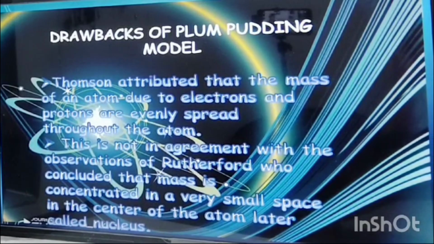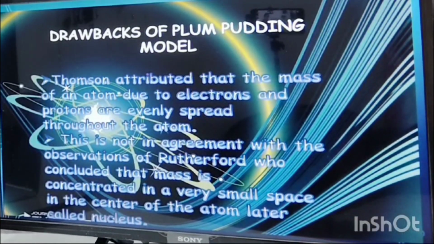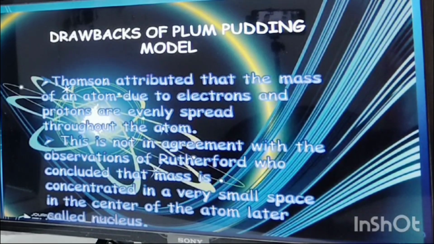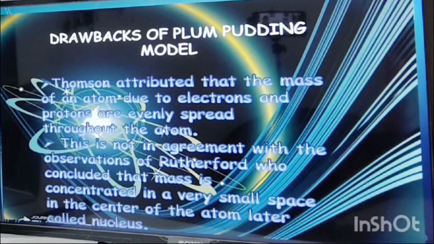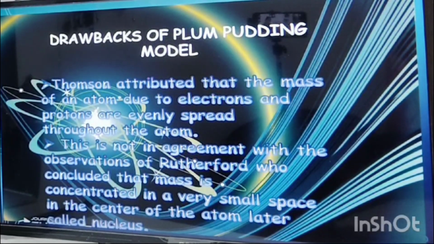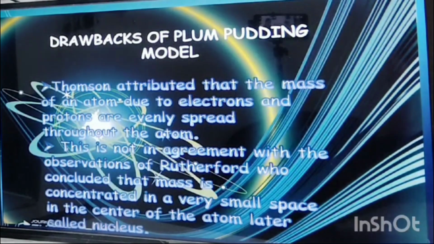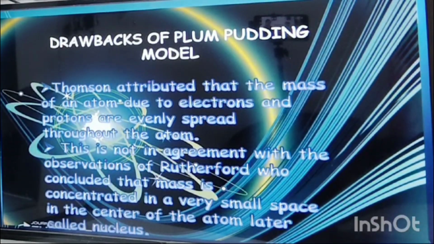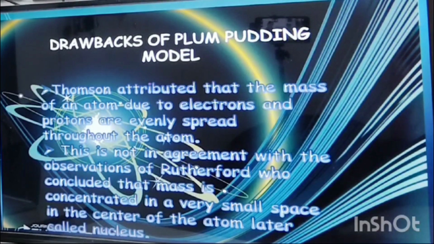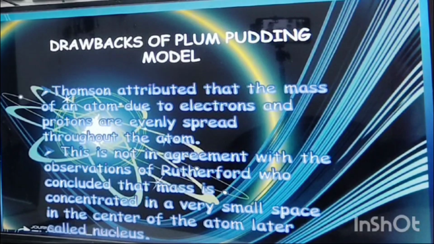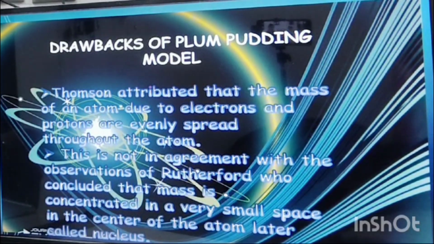Now, drawbacks of plum pudding model. According to this Thomson's model, positive charge and negative charge, mass of electron and proton, they are evenly spread throughout the atom, which is wrong. From the Rutherford's finding, it came out that there is nucleus in the center of an atom, and mass of an atom is concentrated in the nucleus of the atom and not evenly spread throughout the atom.